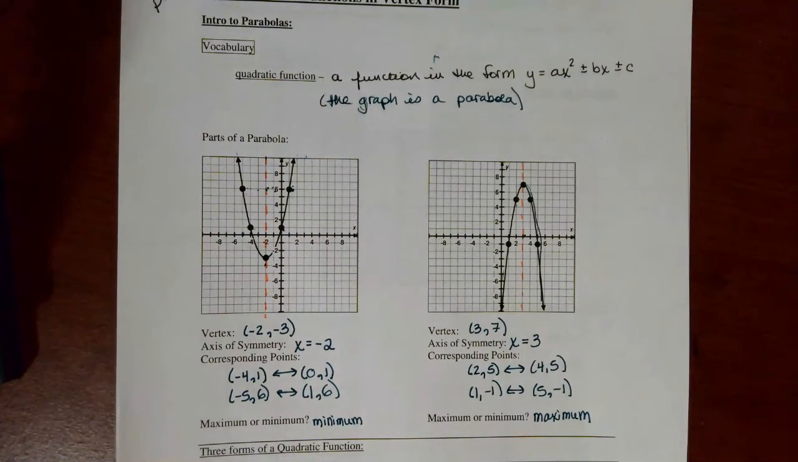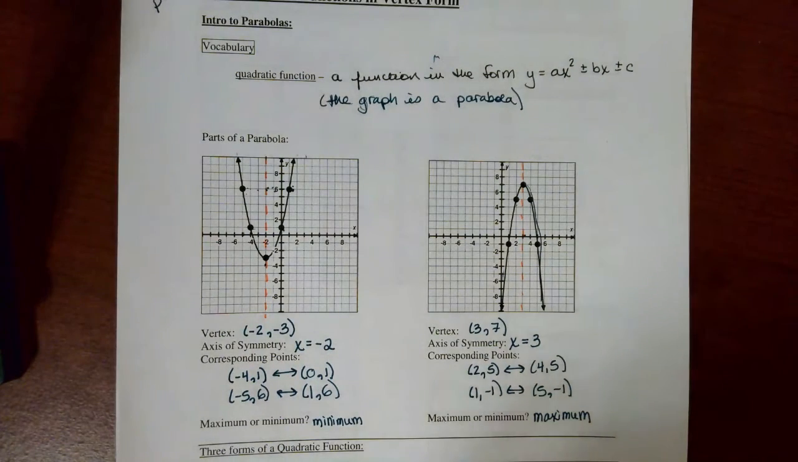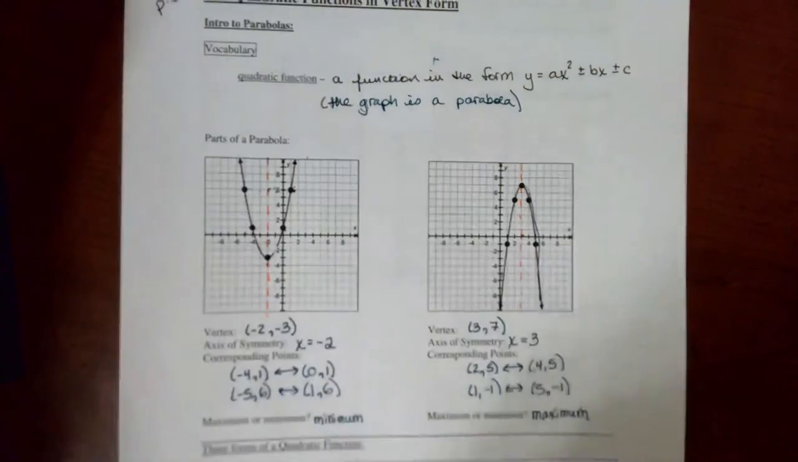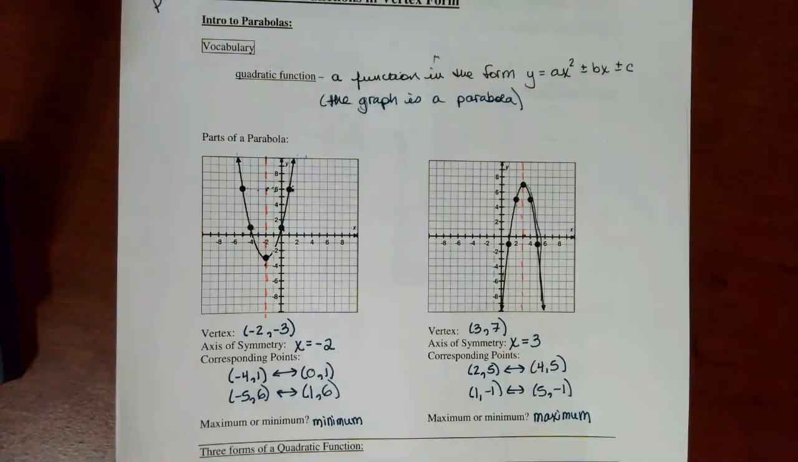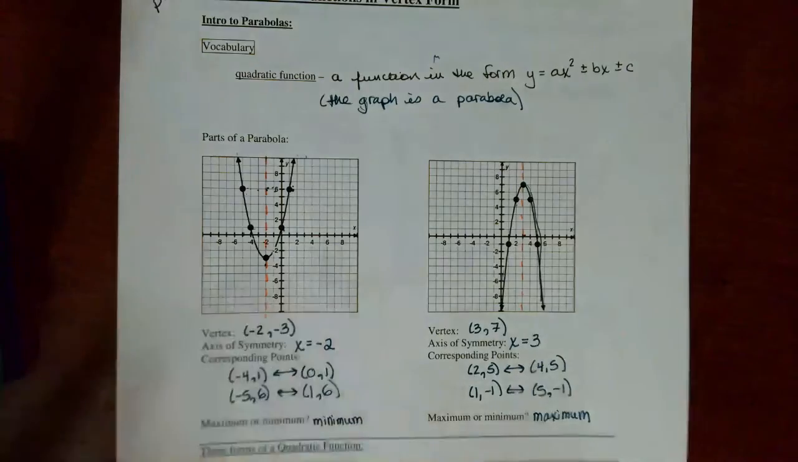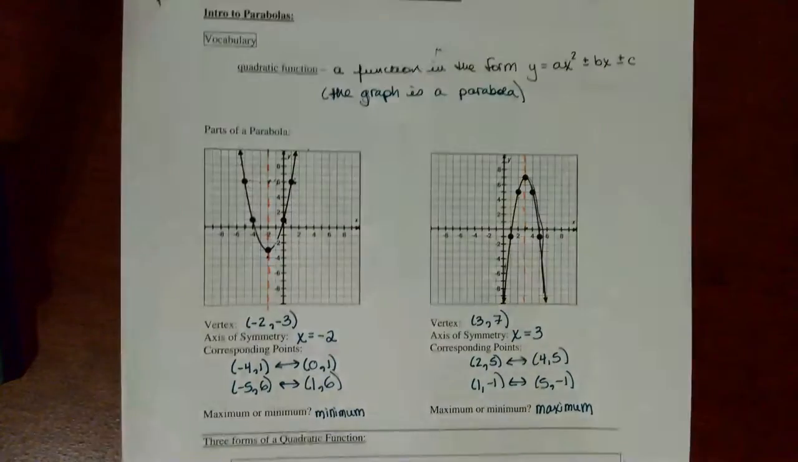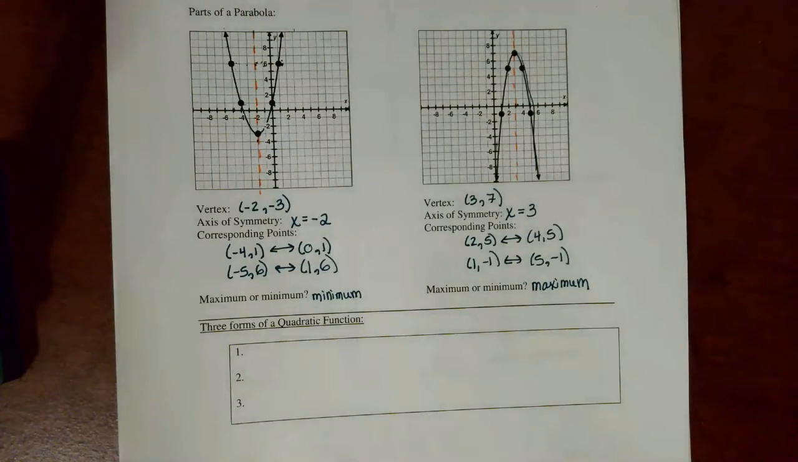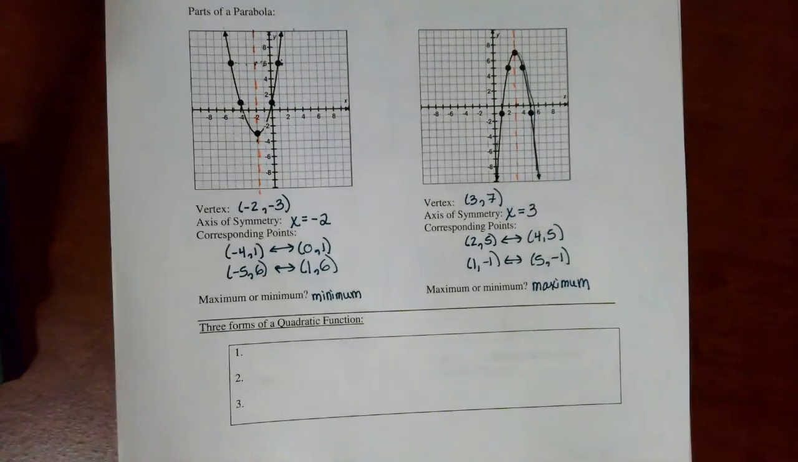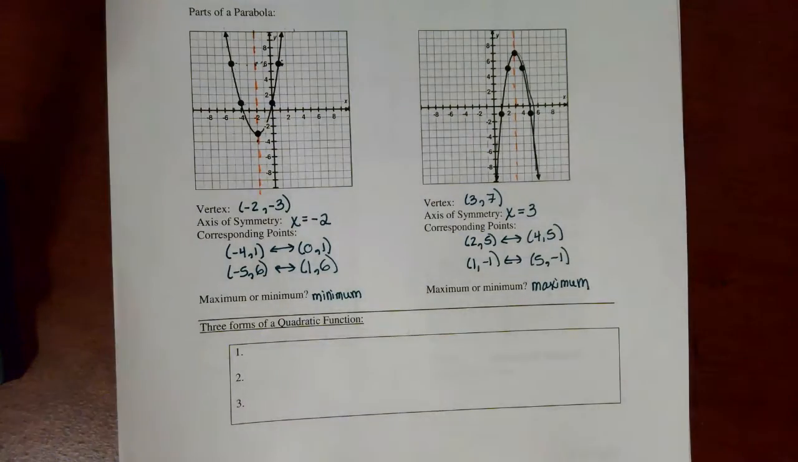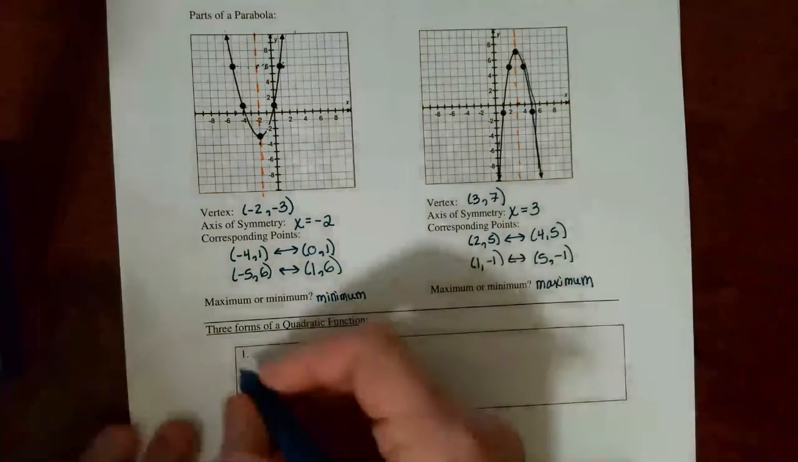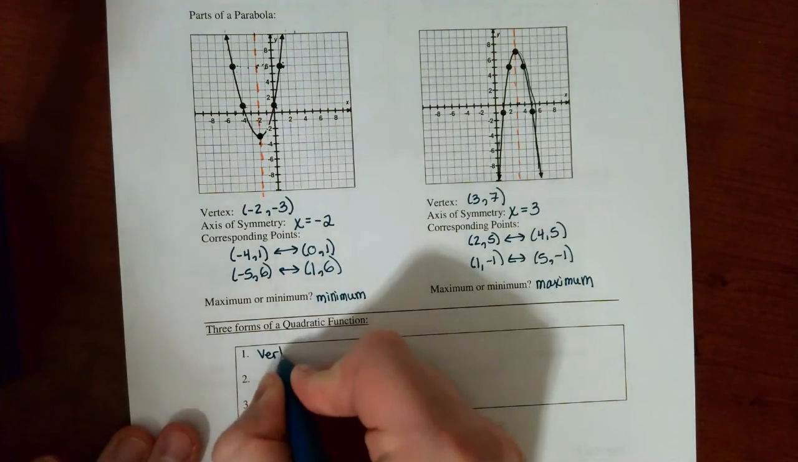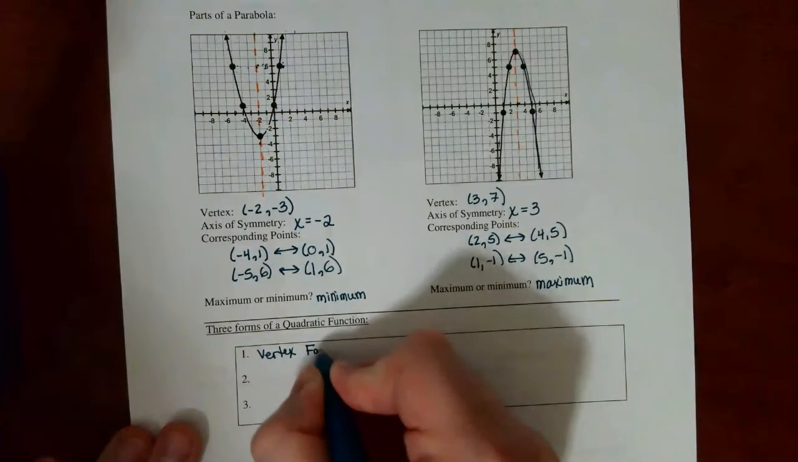Next, there are 3 different ways we can write the equation of a parabola. Hopefully you remember from Algebra 1, there were 3 different ways you could write the equation of a line. You had y equals mx plus b, ax plus by equals c, y minus y1 equals m times x minus x1, and each form was useful for different things. Similarly, there are going to be 3 important forms of a quadratic function that we're going to be looking at. And actually, this is what we're going to spend our entire first week on, going into all the details of these 3 forms. The first form, which we'll deal with today, is called vertex form.